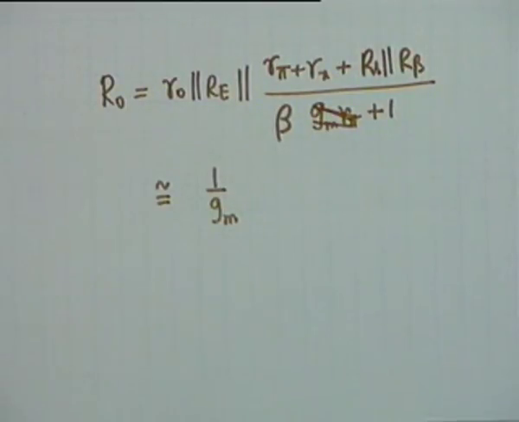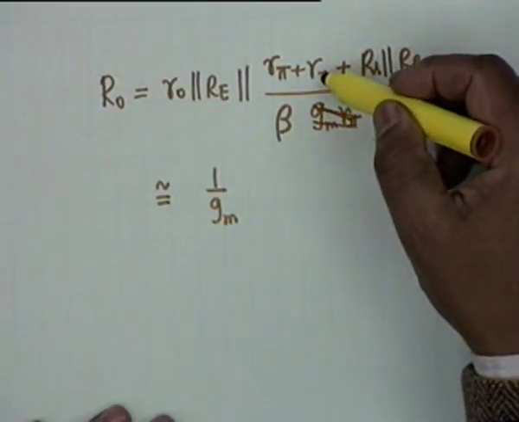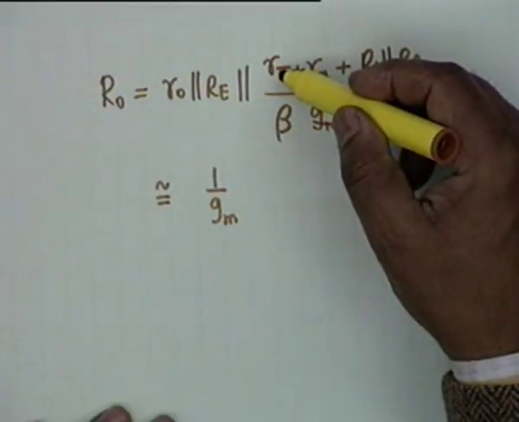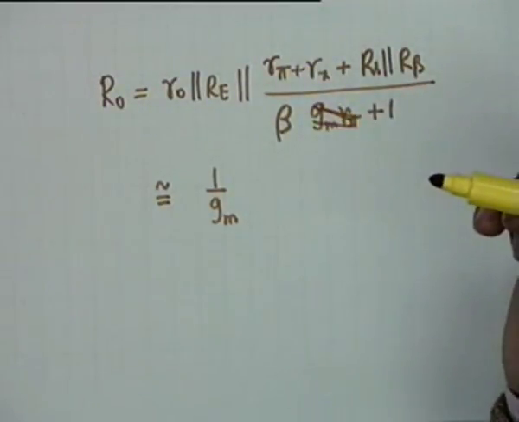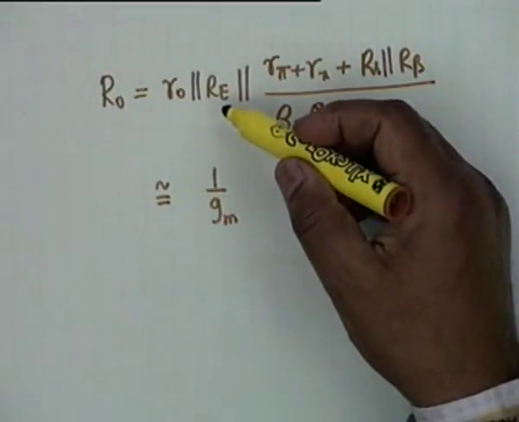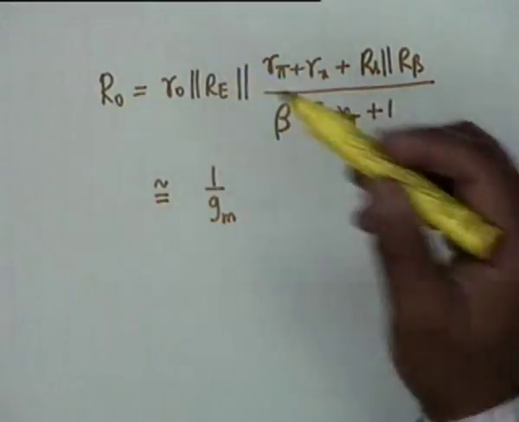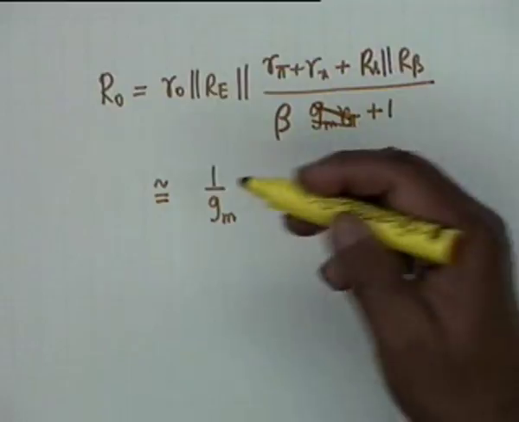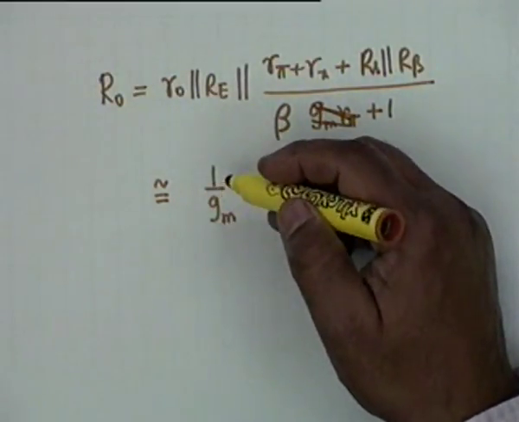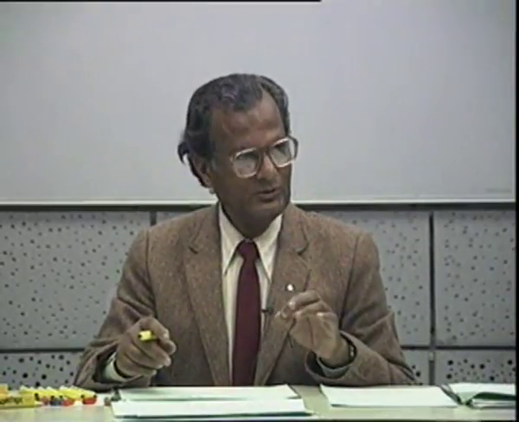And the reason is very easy to see. You see, RS parallel RB plus RX would be less as compared to R pi. And therefore, R pi by beta is 1 by Gm. 1 by Gm is of the order of 25 ohms. RE is of the order of a K, 40 times that. R0 is 139K. So these fellows, they don't have any contribution to make. And the output impedance is approximately 1 by Gm, which is independent of any external resistance connection. So the emitter follower has the property that it has a high input impedance and a very low output impedance. Okay, we stop here.